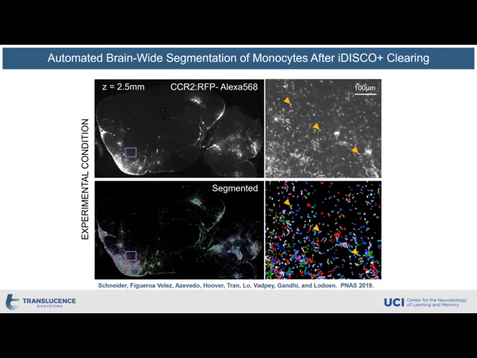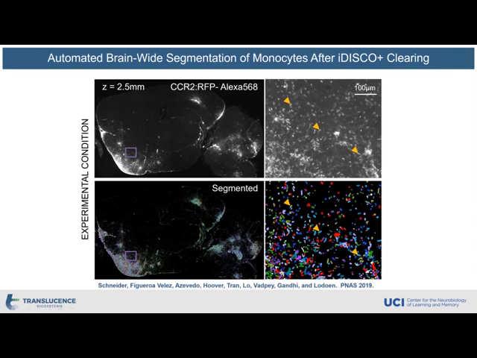So what I'm showing you here is a section of a toxoplasma infected mouse brain, and we've used a genetic strategy to label the monocytes that infiltrate into the brain. And you can see this in the zoom in over here of the fluorescence image that the monocytes appear as these pill-like structures in the tissue.